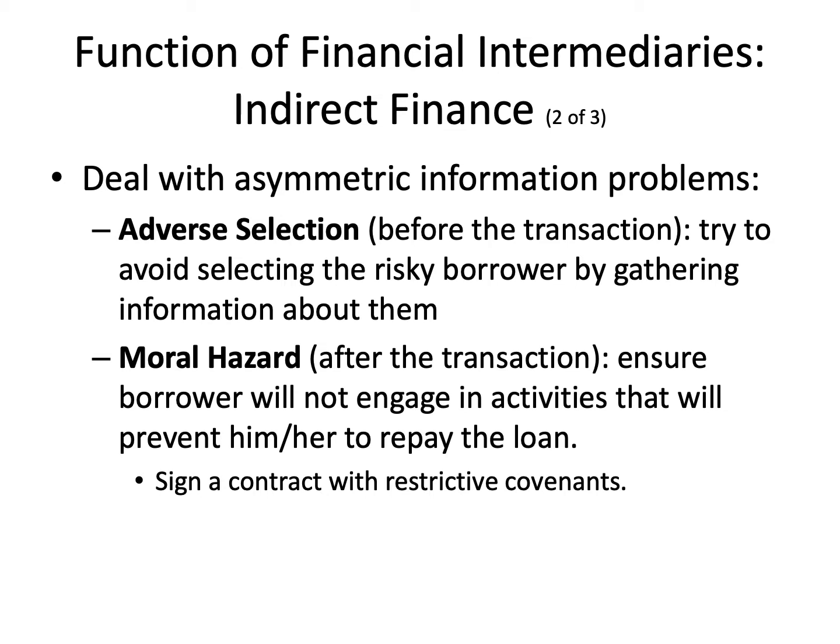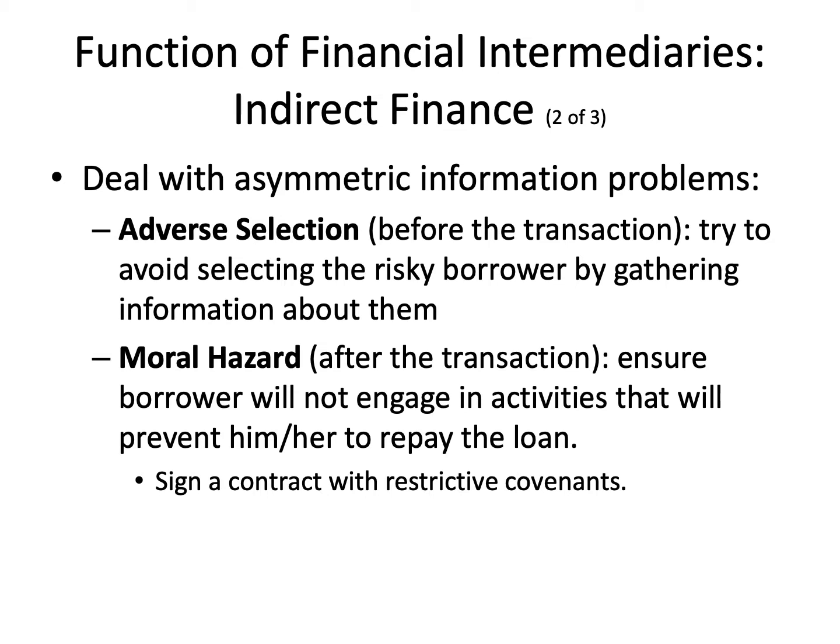Well, what type of efficiency gains can financial intermediaries help with? Well, they deal with asymmetric information problems, the fact that one party to a transaction has different information to another one. So, adverse selection, for example, before the transaction: try to avoid selecting a risky borrower by gathering information about them. Again, borrowers know more about their own credit risk than the company lending the money.